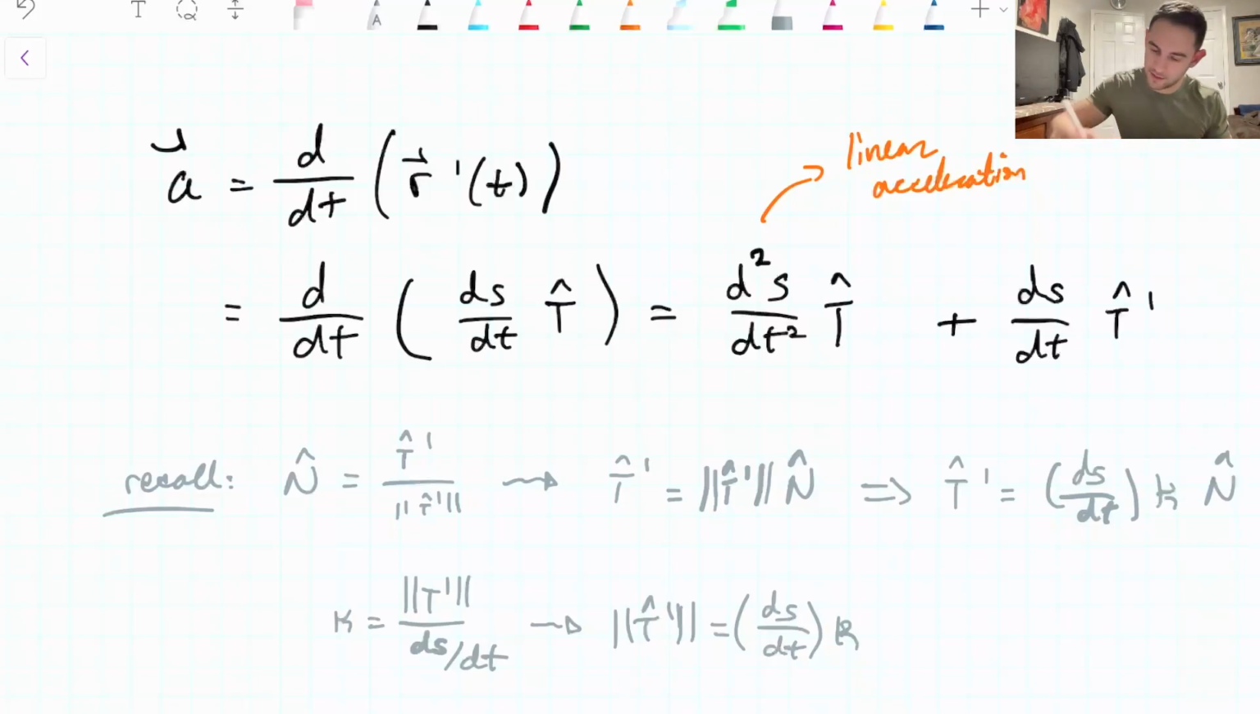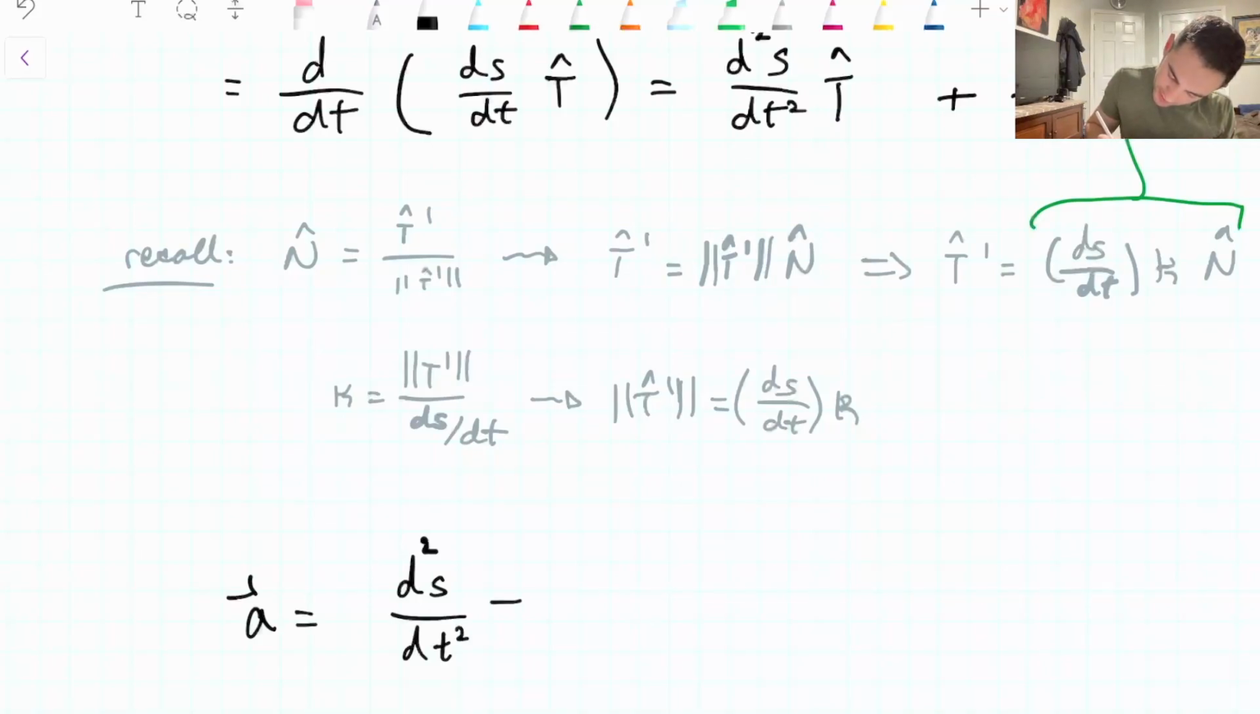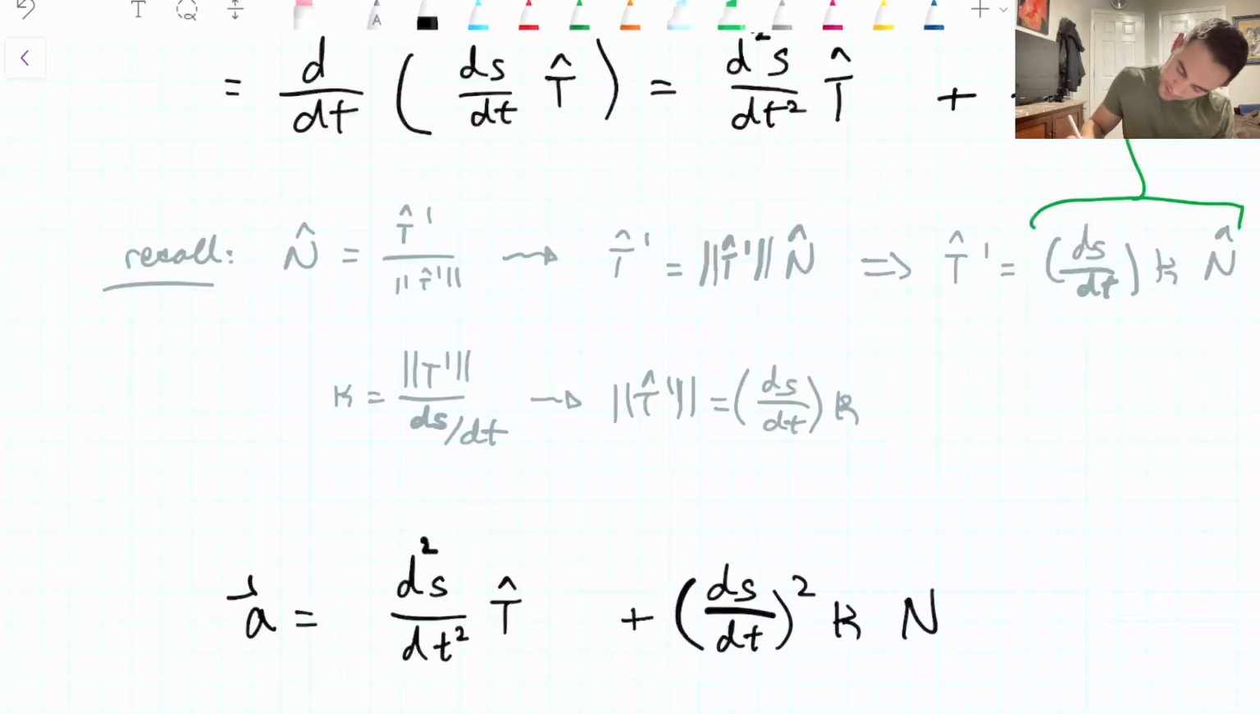All of this now I substitute in for T hat prime. And what I find is that the acceleration vector is built out of two pieces. The linear acceleration, the second derivative of arc length, right, the derivative of the speed, the rate of change of your speed, times T hat, plus speed squared times curvature times N hat.